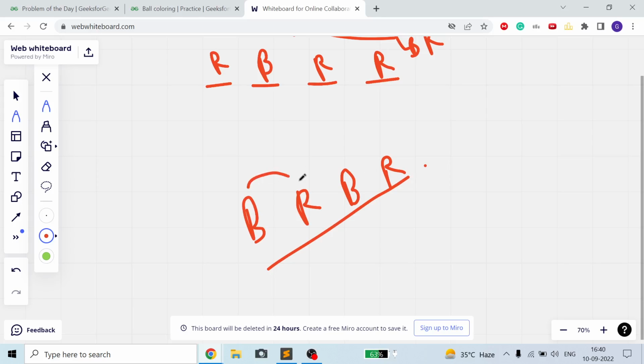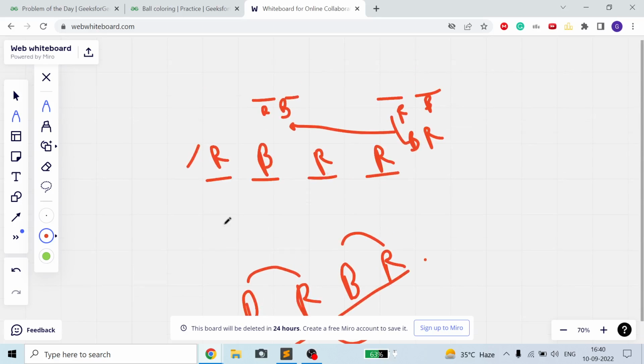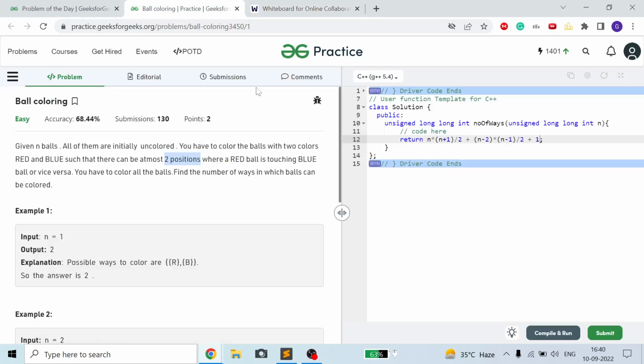How? Because here one, then two, then three, so it is not a valid permutation. This one is valid, and there are many more that are valid. So we have to find the number of ways in which the balls can be colored.